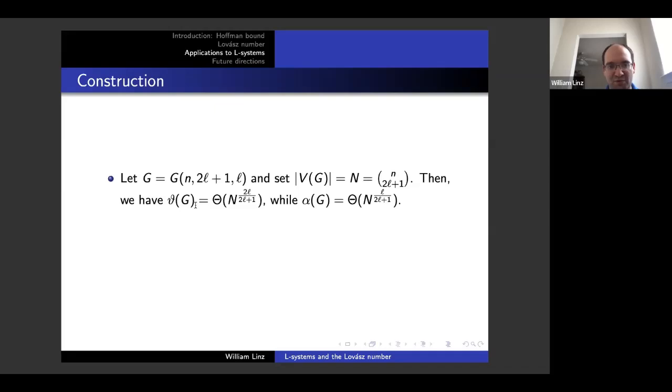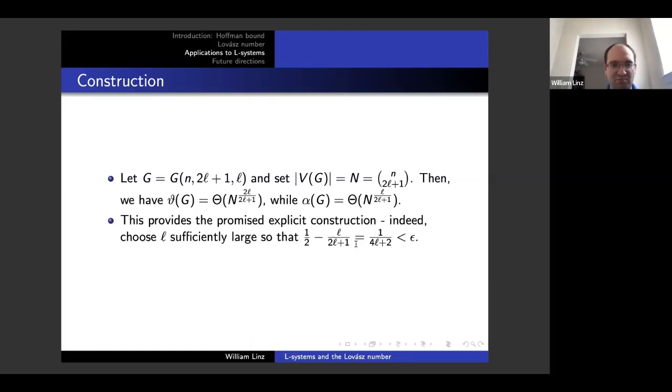Okay, so the Lovász number of this graph, which I'll talk about how this is shown, is on the order of n to the 2l divided by 2l+1, while the independence number is on the order of n to the l divided by 2l+1. And assuming we can show these two properties, this will give the promised explicit construction. And the point is that if I look at the ratio between these two things, 2l minus l is l, so l over 2l+1. The difference between 1/2 and l over 2l+1 is this 1 over 4l+2.